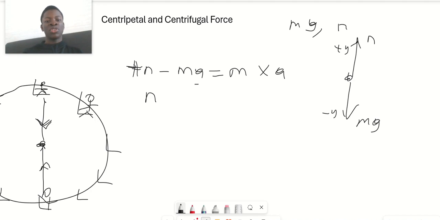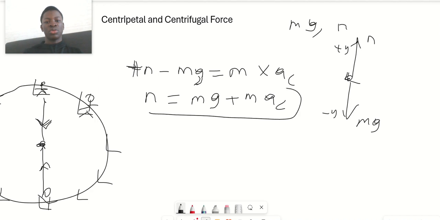So to calculate the normal force, the normal force is going to be mg, where g is the acceleration due to gravity, plus m a_c, the centripetal acceleration, which this time is positive. So the normal force the chair is exerting on the object is going to be higher, and that's going to make the person feel heavier at the bottom of the Ferris wheel.